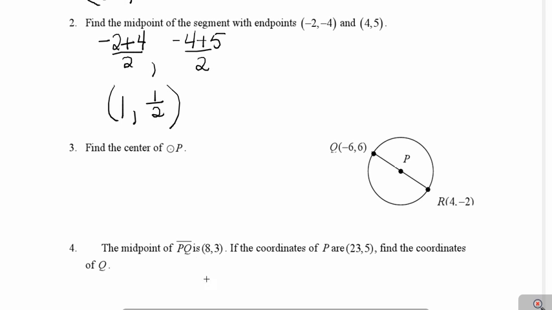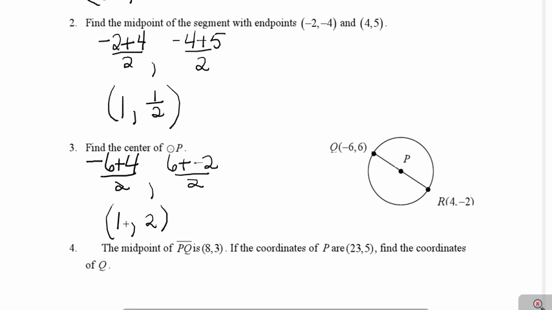For this next example, it asks you to find the center of circle P, and then notice that QR is the diameter of the circle because it goes through point P. So we know that that center point will be the midpoint of the diameter of that circle. So go ahead and use the midpoint formula to find the coordinates of circle P, and then press play when you're done to check your answer. Okay, so hopefully you got the coordinates of point P to be at 1, comma 2 using the midpoint formula.